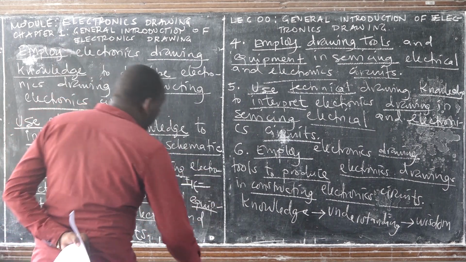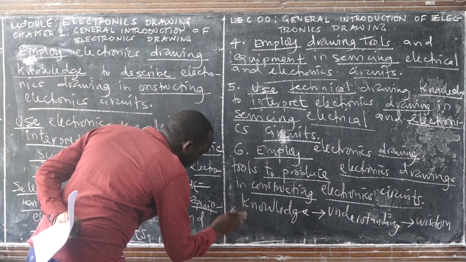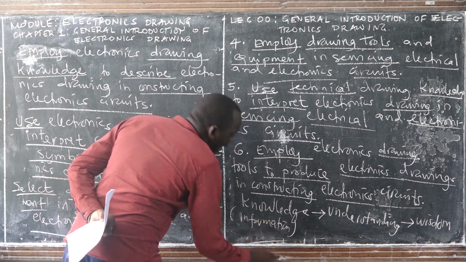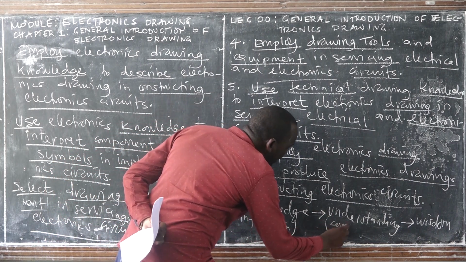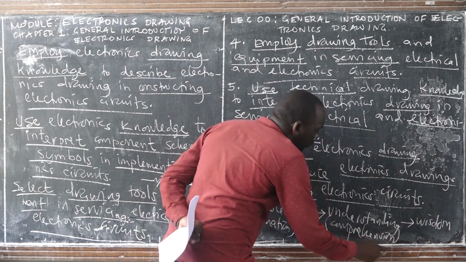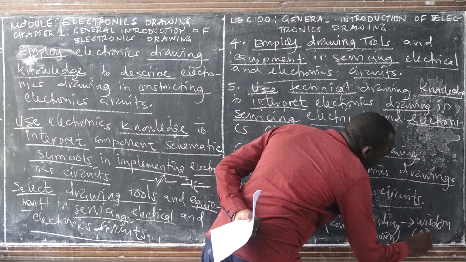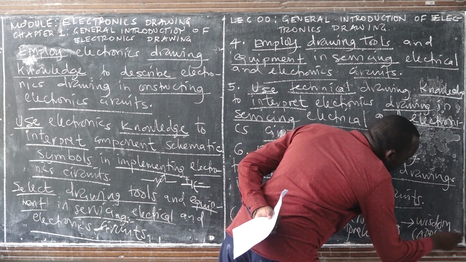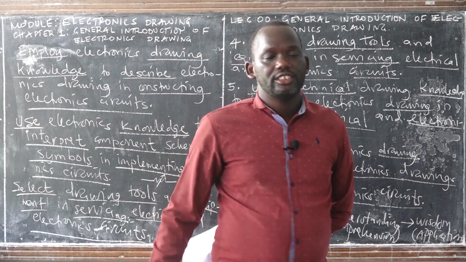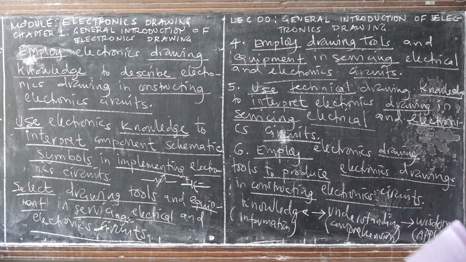Simply, knowledge means information. Say information. Understanding means comprehension. Say comprehension. Wisdom means application. Say application. Yes, that's why King Solomon has said that wisdom is supreme above all.